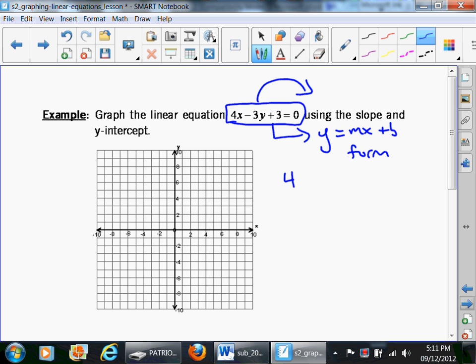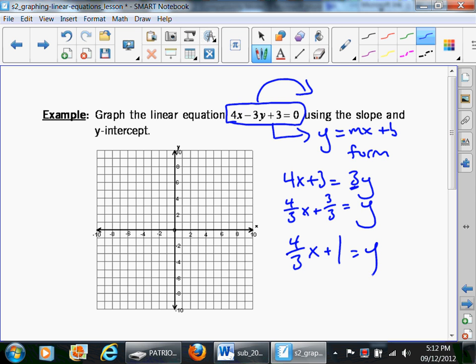So I'm going to get 4x plus 3 equals positive 3y. Then I'm dividing everything by 3 because there's this 3 in front of the y. So I get 4 over 3 x plus 3 over 3 equals y. Now 4 over 3 is going to have to stay as 4 over 3 because 3 doesn't go into 4 evenly. But 3 goes into 3 once, so we get y equals 4/3 x plus 1. This is the equation of the line.